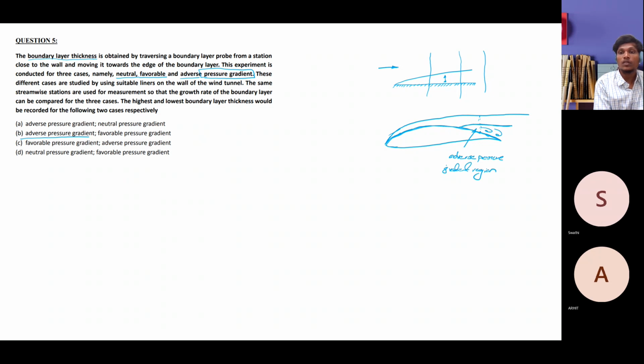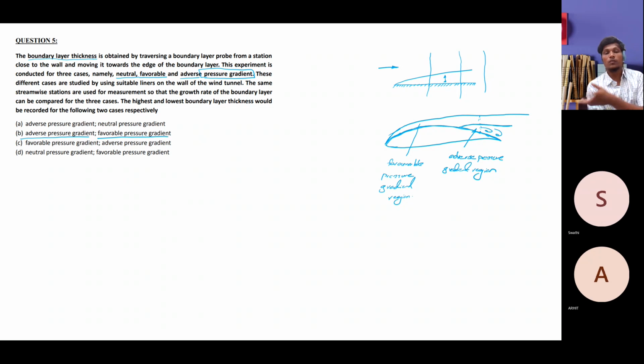And in this region, you will see the largest boundary layer thickness, where in the favorable pressure gradient region, that is indicating that all this particular location before the separation, that is your favorable separation. So that is your favorable pressure gradient region. So this is the thing happening.